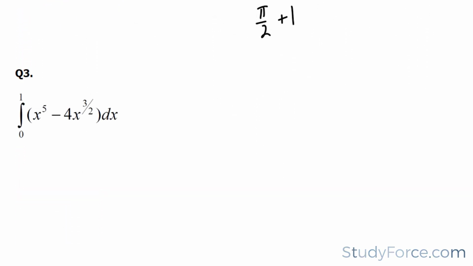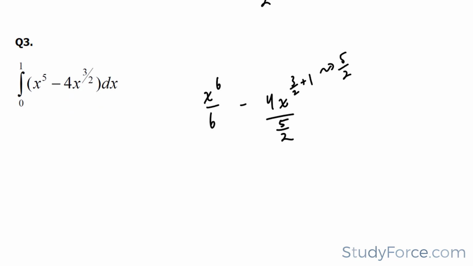In this question, they want us to find the integral between 0 and 1 for x to the power of 5 minus x to the power of 3 over 2. X to the power of 5 becomes x to the power of 6 over 6. And this becomes minus 4x to the power of 5 over 2 over 5, since 3 over 2 plus 1 is equal to 5 over 2. And then you take that 5 over 2 and you put it underneath. Now it's easy to get carried away here without simplifying, so make sure you always take your time to simplify carefully. And if you don't know how, use your calculator.